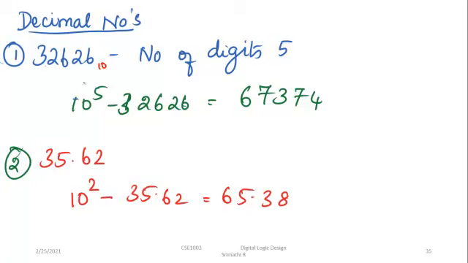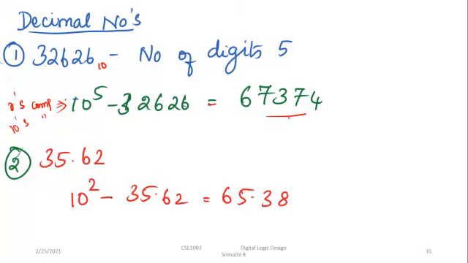How many digits do we have? 1, 2, 3, 4, 5. So the total number of digits is 5. For taking R's complement, or tens complement, for the number 32626, what I will be doing is 10 power 5 minus this number. The result is 67374.